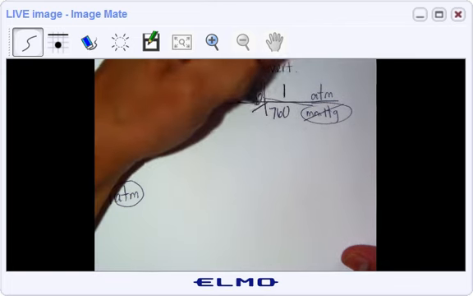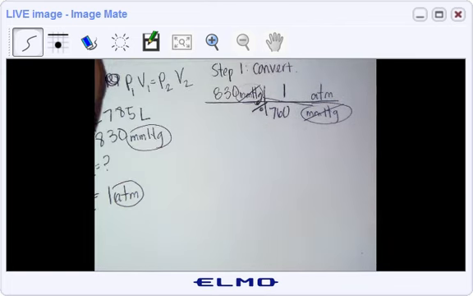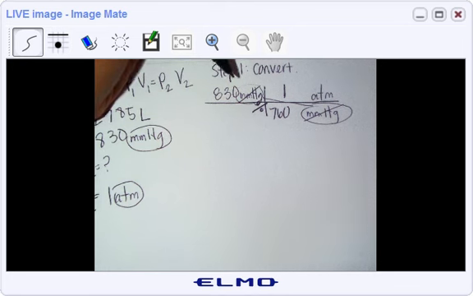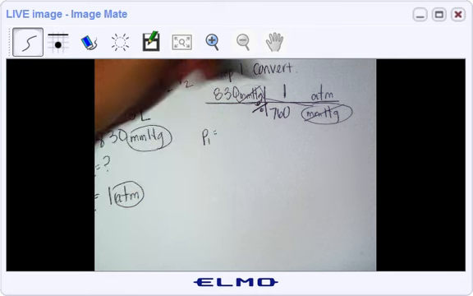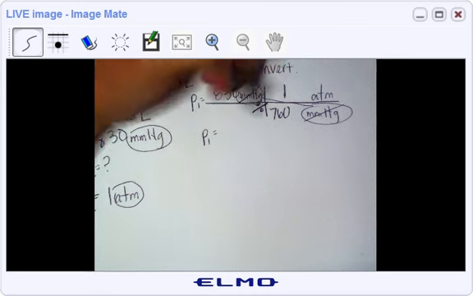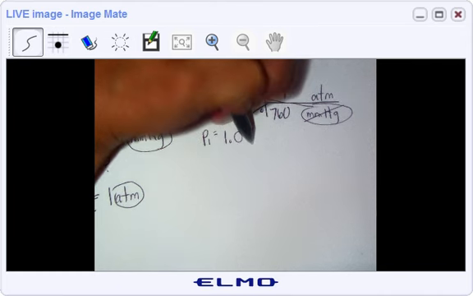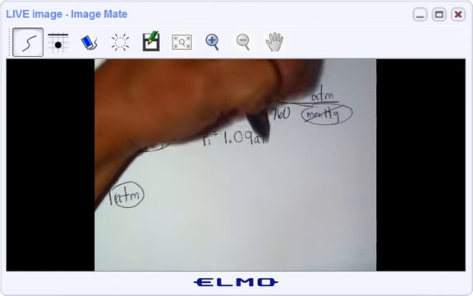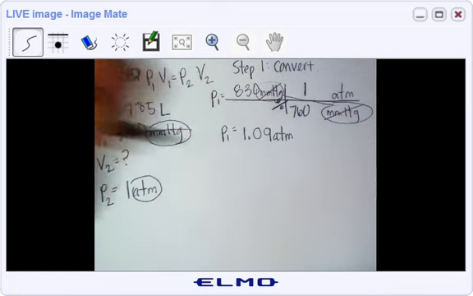Are we multiplying or dividing? It's top to bottom, so you're going to divide. So 830 divided by 760. So my P1 value, because that's what we're solving, we just had to convert P1, is 1.09 ATMs. So I'm not using this number anymore. I'm going to use that number.